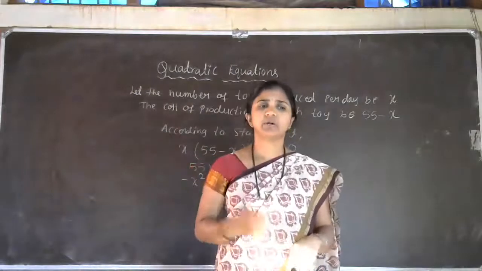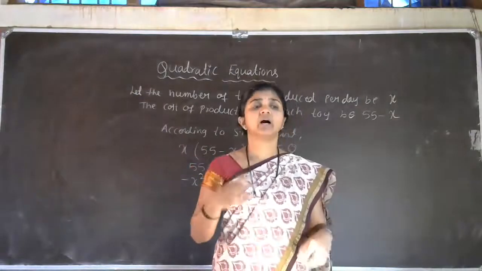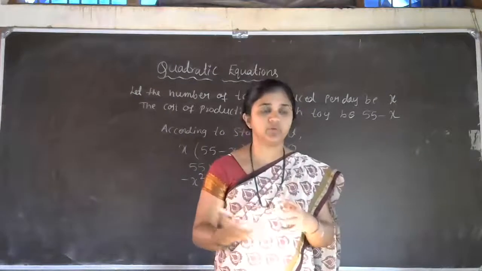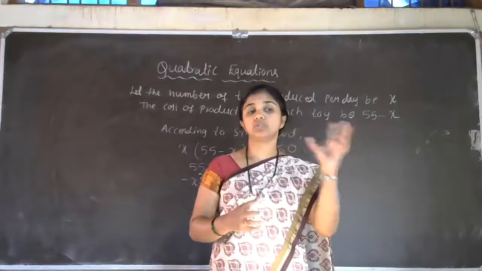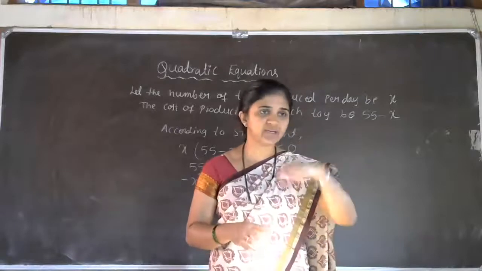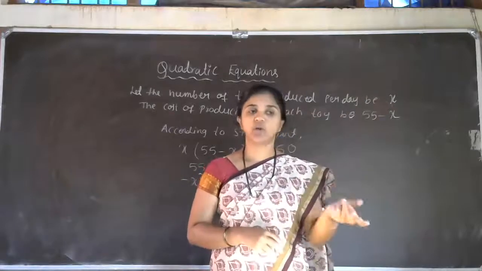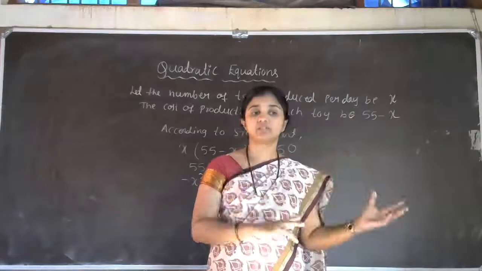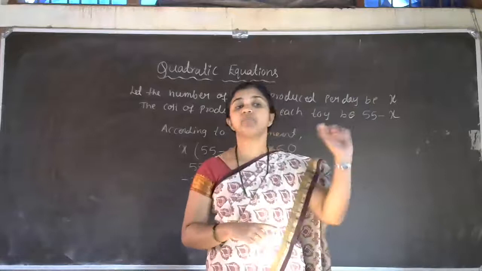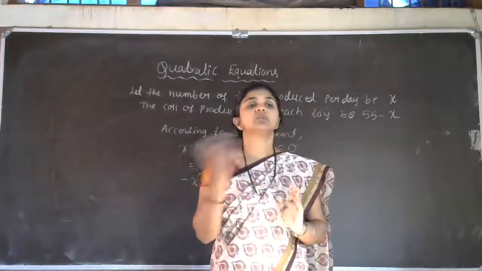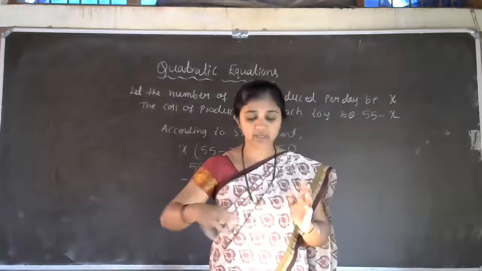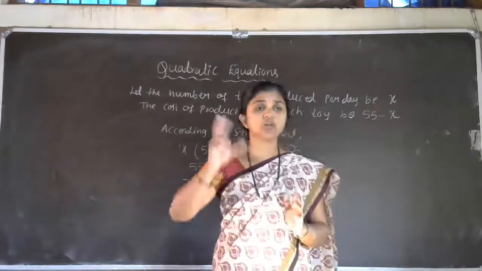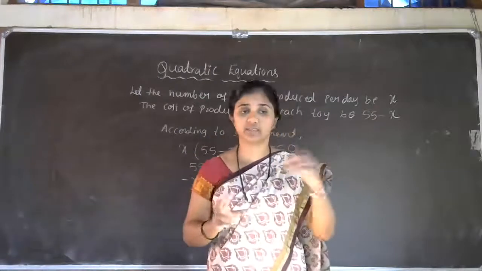A cottage industry is actually producing some number of toys. The number of toys is unknown. The cost of each toy is 55 minus the total number of toys. The total number of toys we are taking as x. Then the cost of one toy is equal to 55 minus x. Then the total cost on a particular day, the total cost of production of the toys is 750.